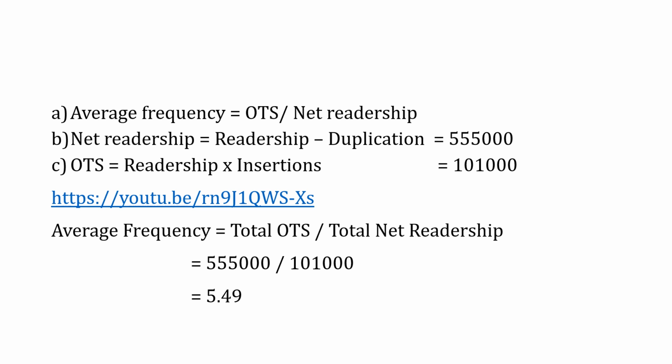Followed by OTS equals readership into insertions. The full format I've given on the YouTube video. You can go and check it out. So we finally use our average frequency formula, which is OTS upon net readership, where we get the answer 5.49.